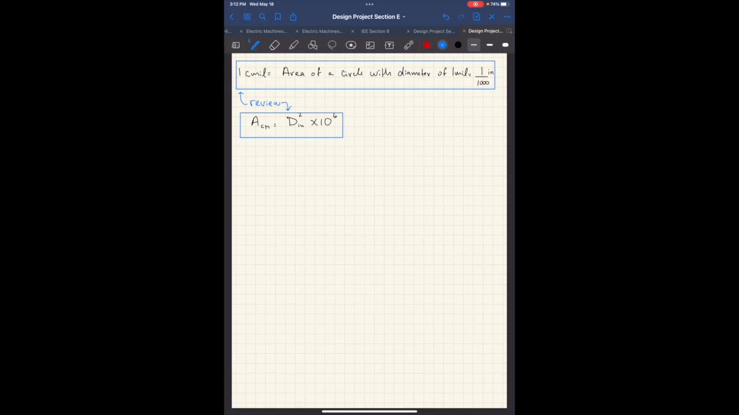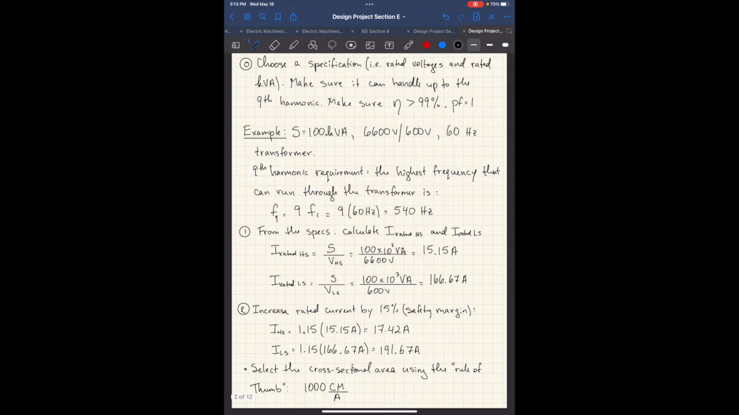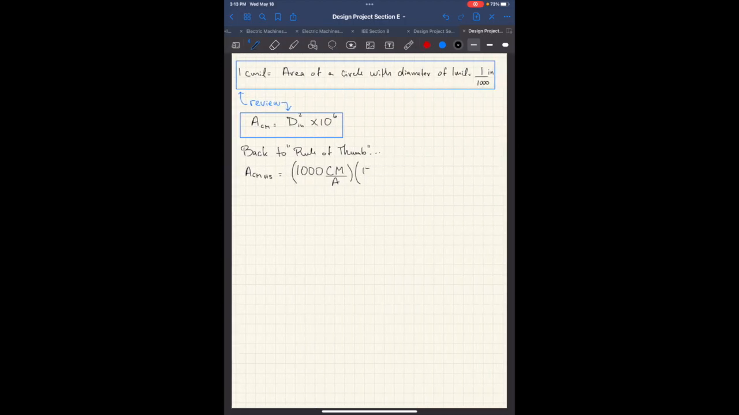Let's actually calculate now the area in circular mill for the high side. Back to the rule of thumb. So the area in circular mill for the high side: we use the rule of thumb, which is 1,000 circular mill per amp, and we multiply by the current that has been jacked up by 15%. The current that we had for the high side was 17.42.